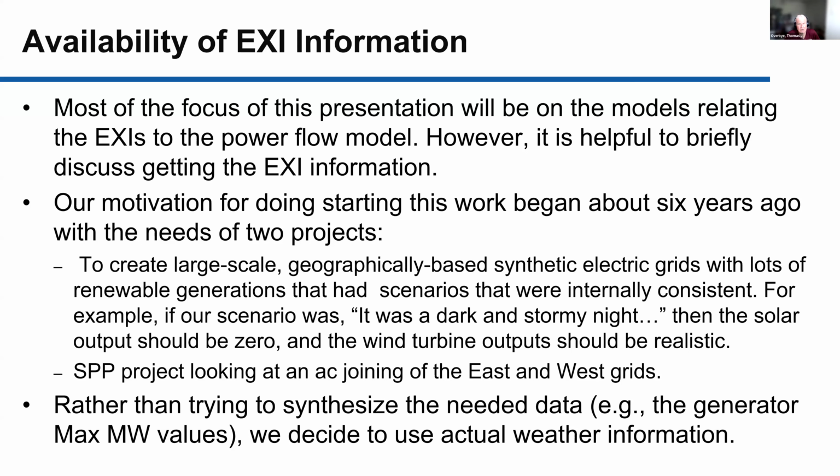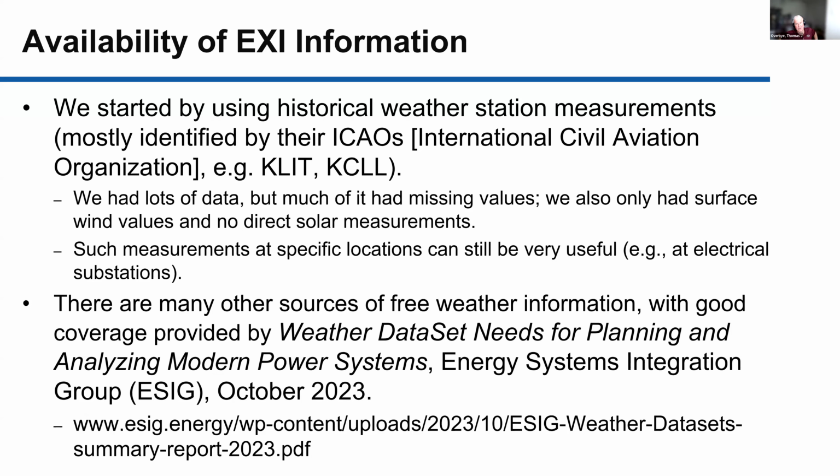The second motivation was a couple of years back, it started in 2020. We did a project for Southwest Power Pool in which we looked at an AC interconnection in the eastern and western grid. And then a couple of years later, we expanded that work to look at the economic implications of such a connection. And in doing that, we again needed a lot of information about what the renewable generation was doing. And that was easiest to set if we had actual weather information. Okay, so rather than trying to synthesize this, we just got actual weather data and have been using that ever since. Where do you get this information?